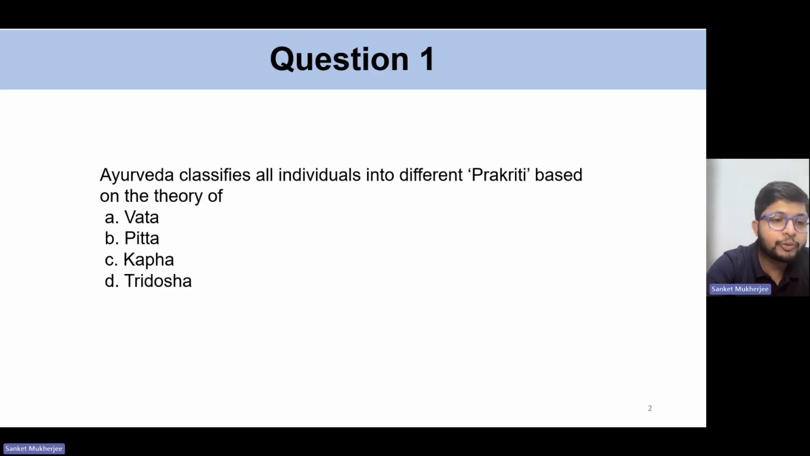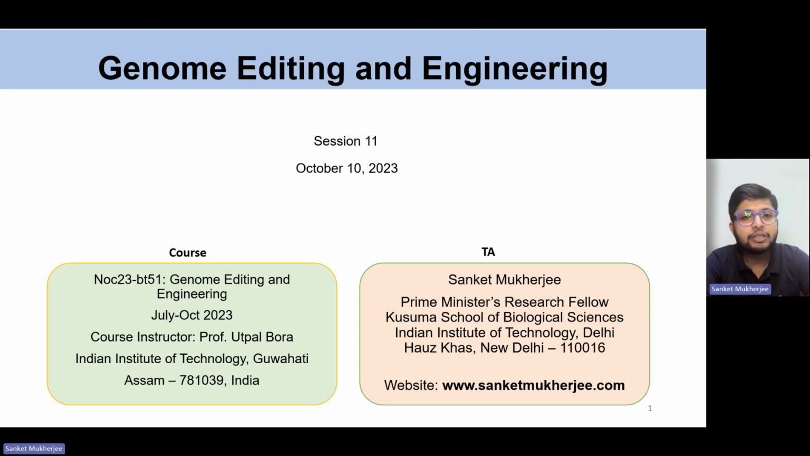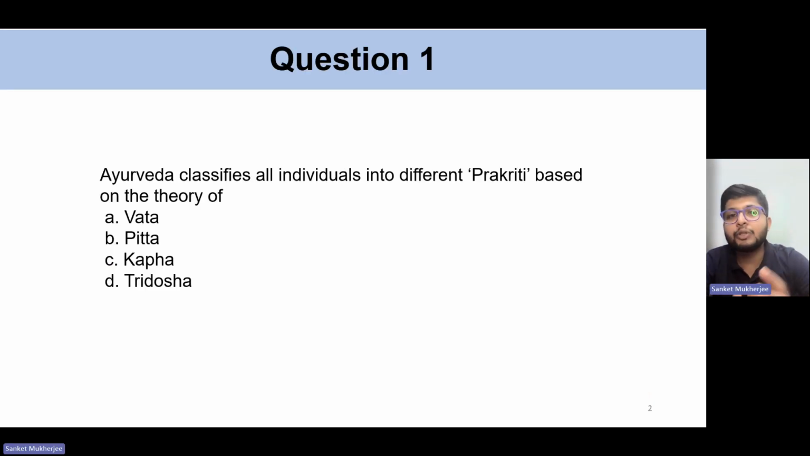So let's get to the questions first. The theme of this week was personalized medicine. Let's see what we have for the questions. The first question is: Ayurveda classifies all individuals into different prakriti based on the theory of A. Vata, B. Pitta, C. Kapha, or D. Tridosha. I'll give you a minute to think about it and then we'll discuss the answer.